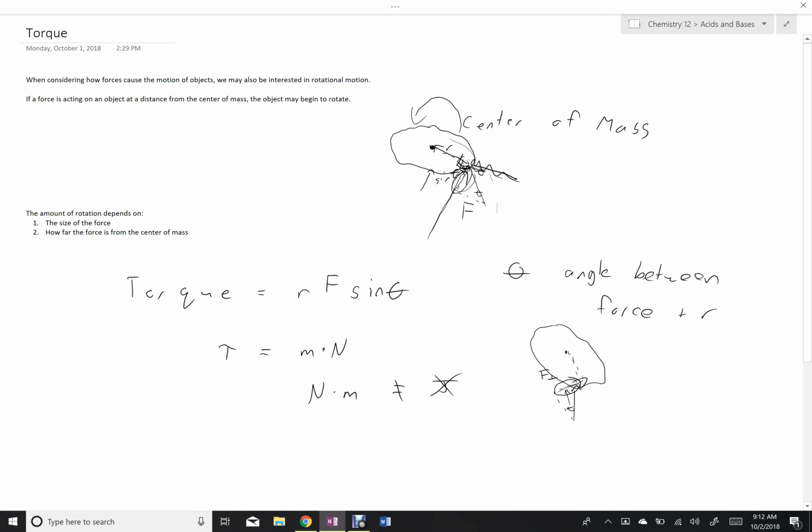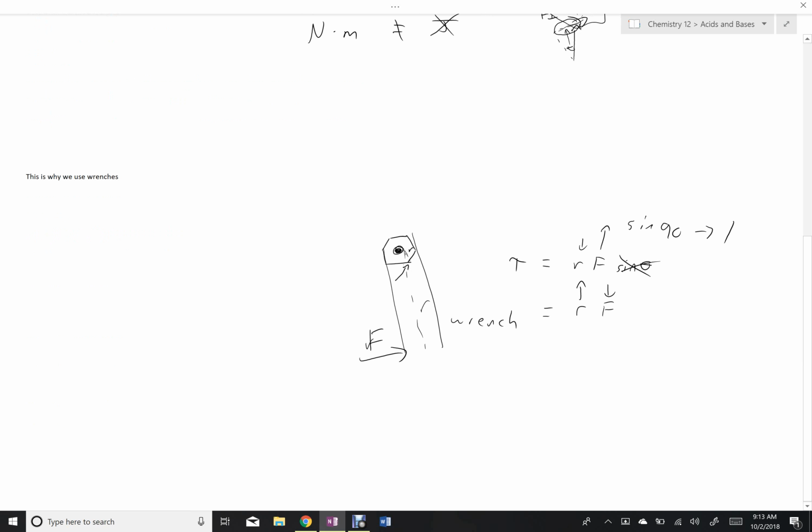So that's what torque is. That's what causes the spinning of objects. Those are the factors that it depends on, R, and then the component of the force that is perpendicular to the R. And that's probably the most obvious way that we use torque to our advantage, by extending the arm that we're using to push on objects so that we can lower the force required to rotate them.